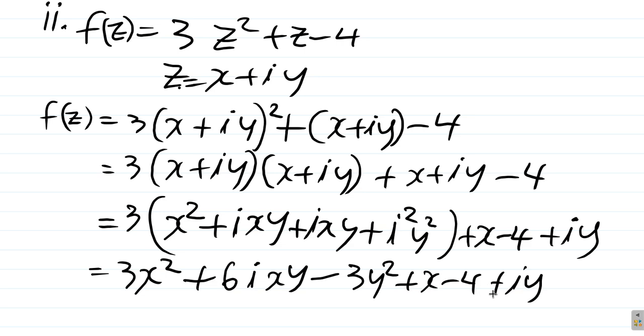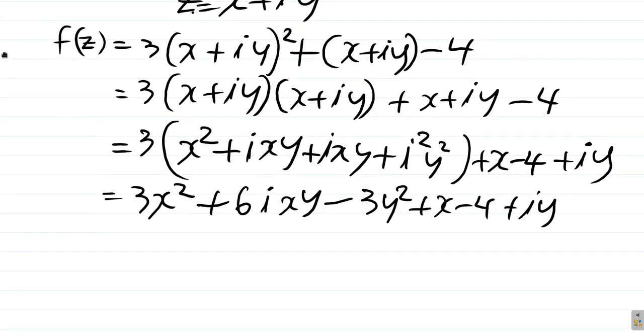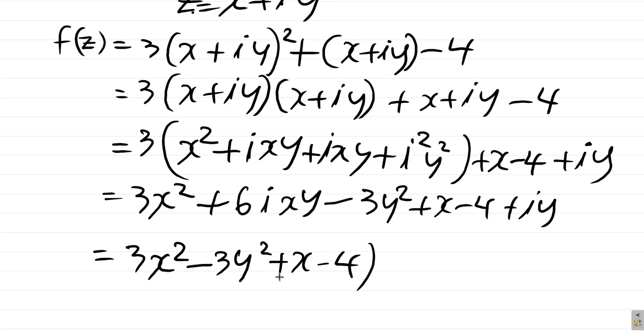Alright, now let's put the real part and imaginary part separately. It's going to be the real part 3x². All of those without the i's are real part. Minus 3y² plus x minus 4. So real part plus i. Let me put the i first. i(6xy + y).